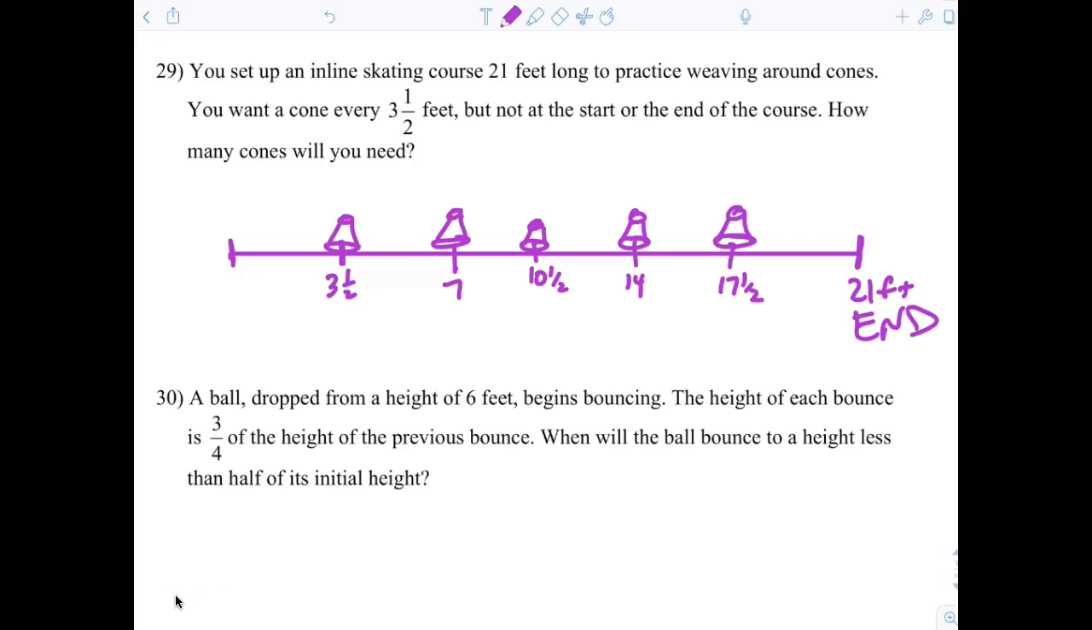What's my answer? Are you looking? How many cones did I put? I put 5. All right, so there are 5 cones. Now listen to me. That's a very good, tricky question.